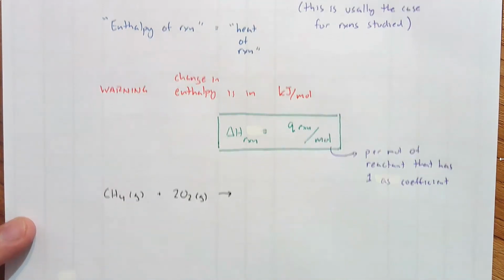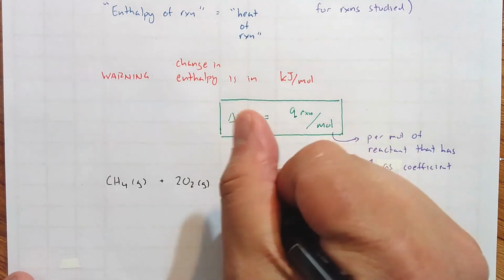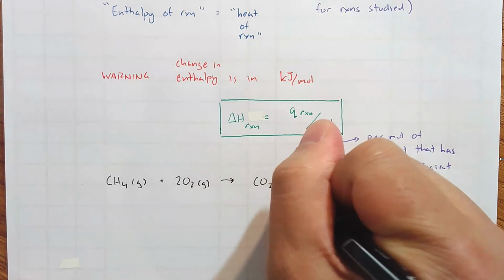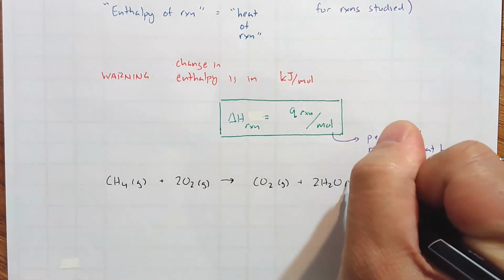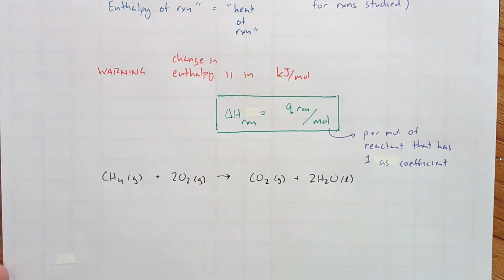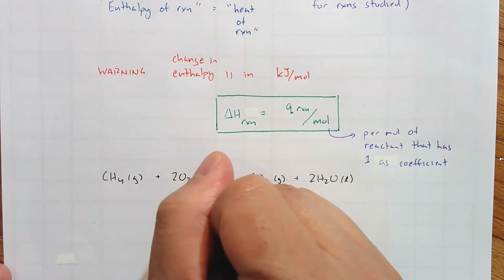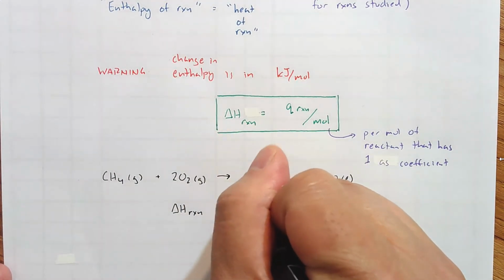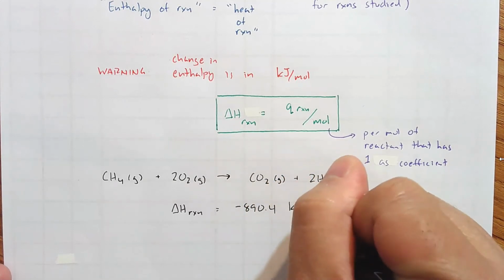What is this? You remember this as a combustion reaction. You're adding oxygen, and your products are going to be carbon dioxide plus water, and it's balanced over here. It should be balanced, okay? And what if we are given that delta H of the reaction equals negative 890.4 kilojoules per mole.